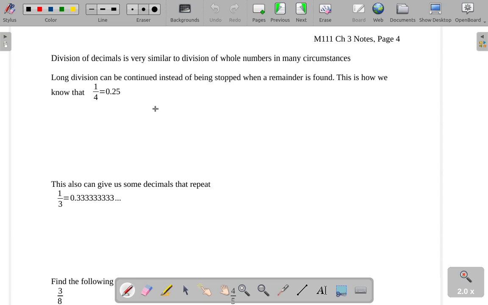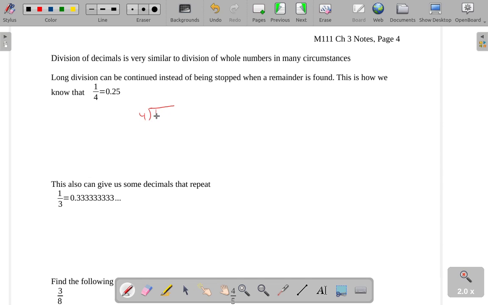If you were to look at why, this is really where long division could come in handy. You would say, well, we're going to be taking 1 divided by 4. Remember, with long division, it's always backwards. It's part of the reason why I think people get confused when you start dealing with long division. In any case, 1 divided by 4 looks like this.